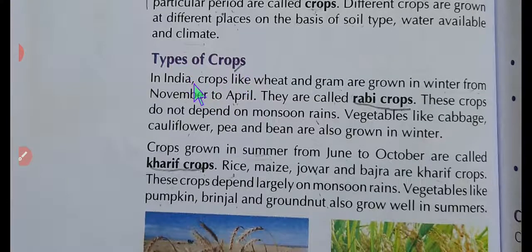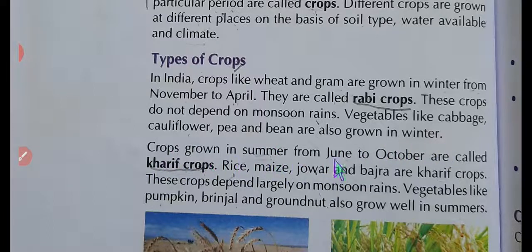Types of crops. In India, crops like wheat and gram are grown in winter from November to April. They are called Rabi crops. These crops do not depend on monsoon rains. Vegetables like cabbage, cauliflower, pea, and bean are also grown in winter.